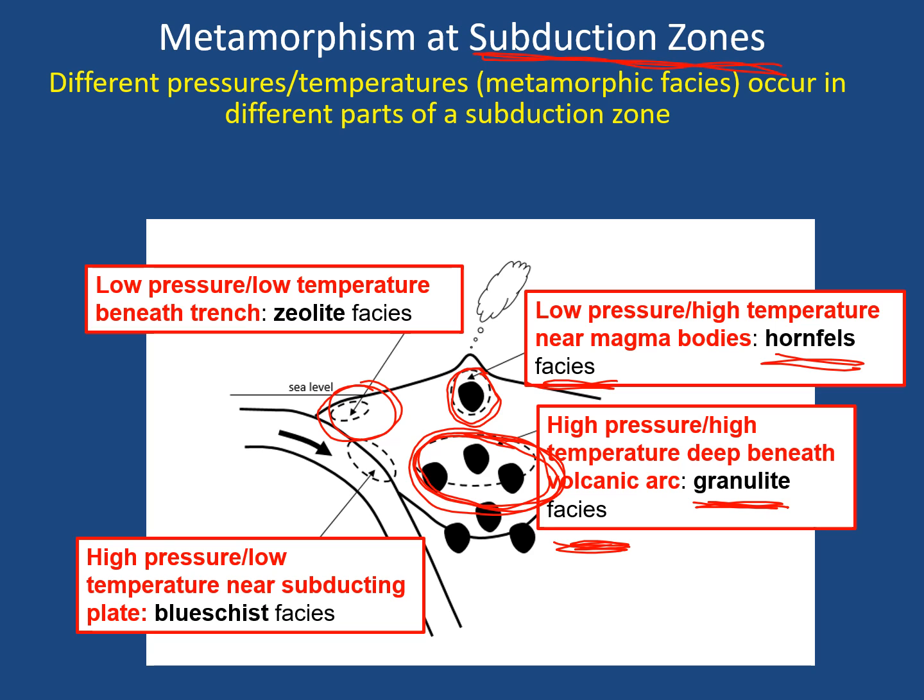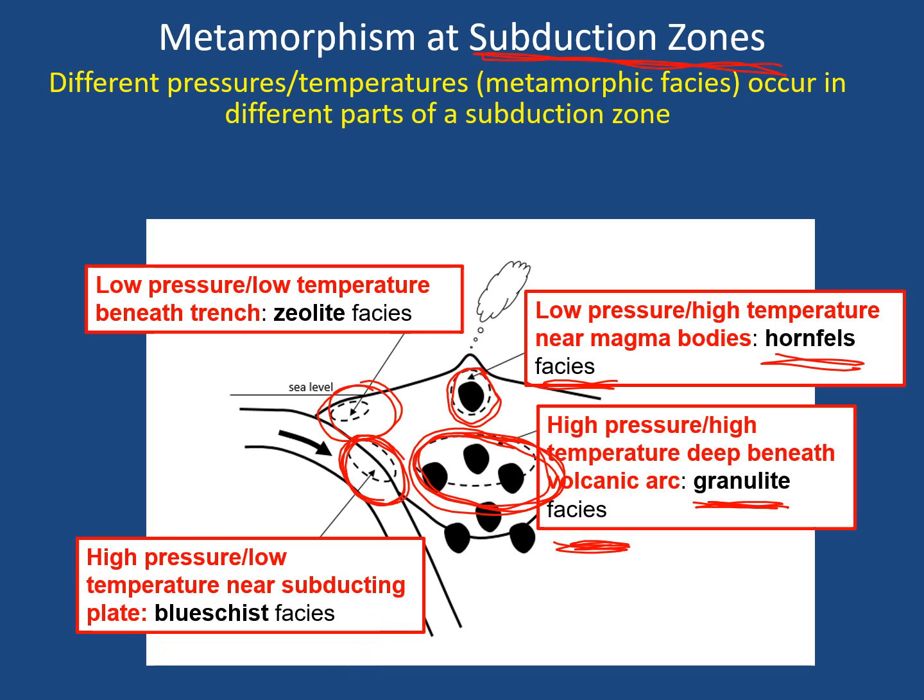And then finally, perhaps the strangest situation of all is where we're relatively deep inside the subducting plate or directly adjacent to the subducting plate. So because we're deep, we get high pressure, but because the subducting plate is cold to begin with, we get lower than expected temperatures for the depth that we're at. And that gives us a really distinct metamorphic facies, high pressure but lower than expected temperatures, called blue schist.